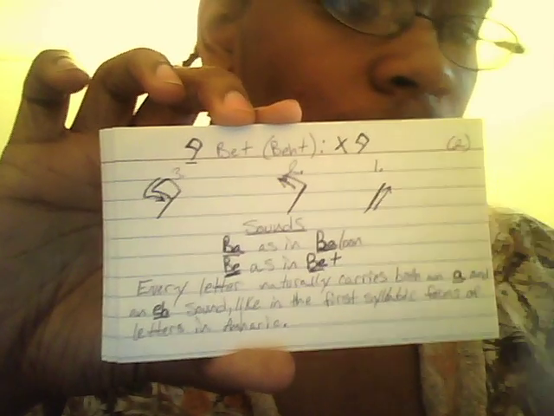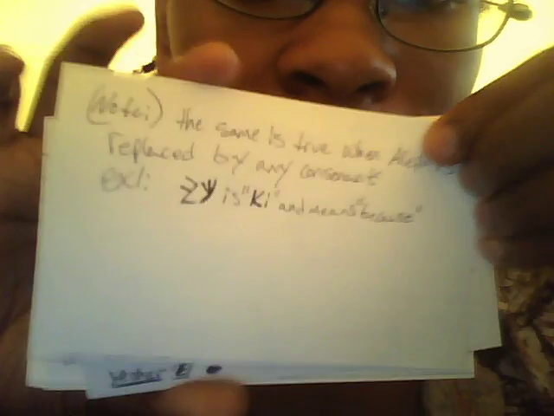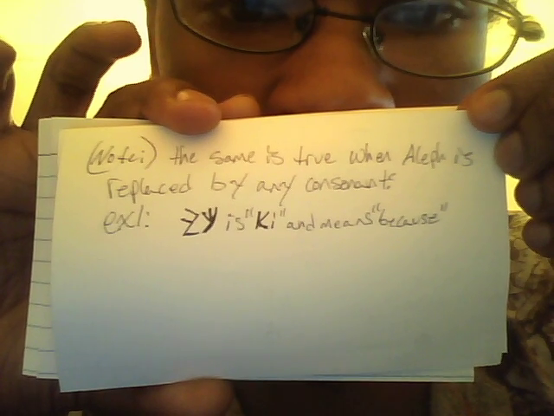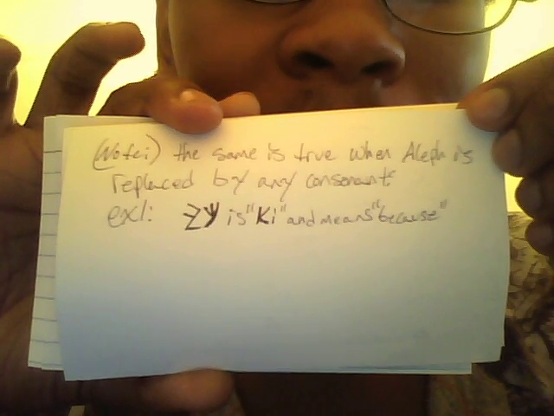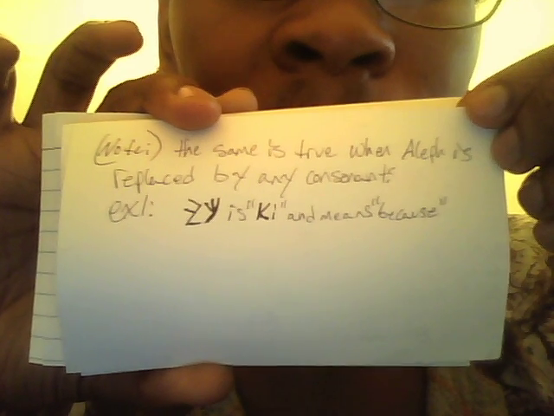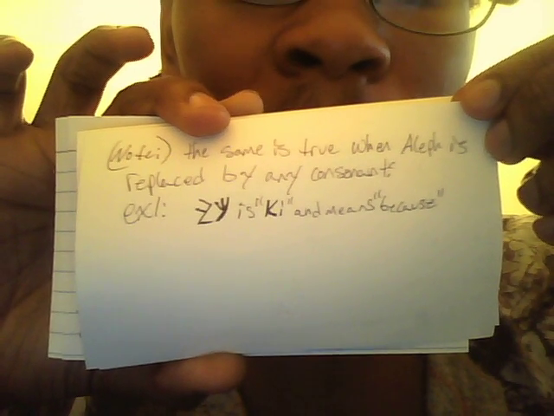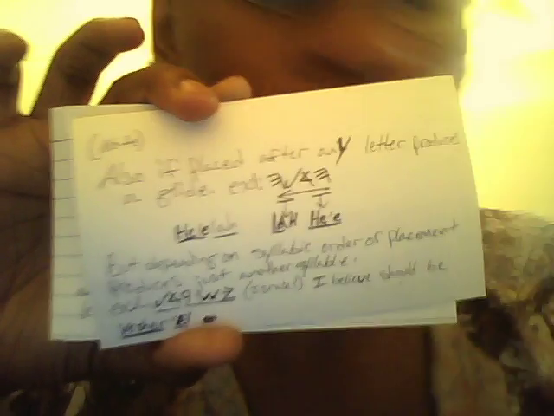So I also wrote notes on the back to show you guys. I forgot a note on the back. This is for the vowels. Note, the same is true when Aleph is replaced by any consonant. So if you were to put a kaf with a yod, it would pronounce the key sound, just like if you put an Aleph with a yod. But it also depends on the syllables, and we'll get to that in later lessons.